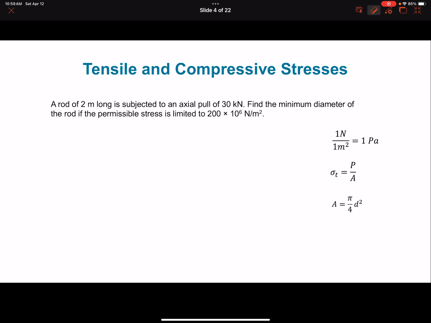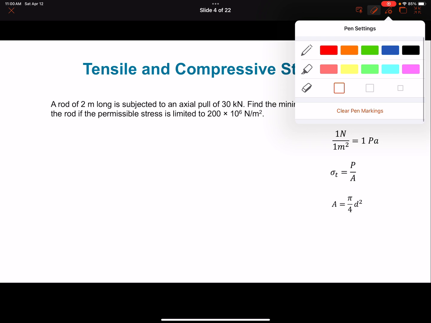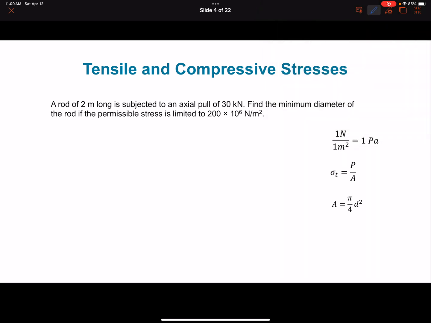Well, that erased the whole page. Let's just start that over again. I want to change pen color anyway. I don't really like the red.